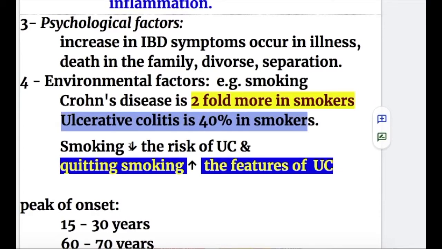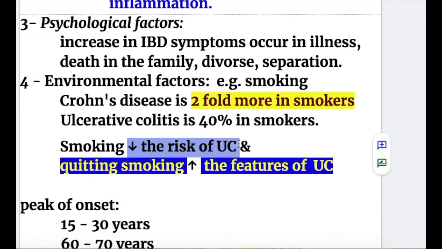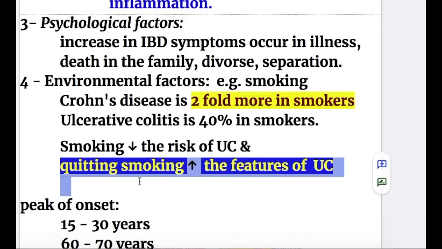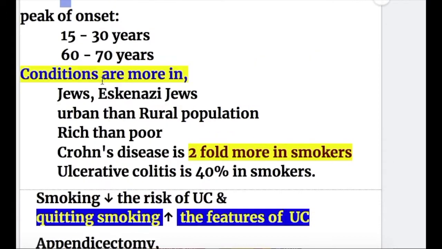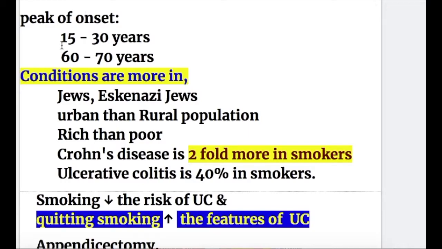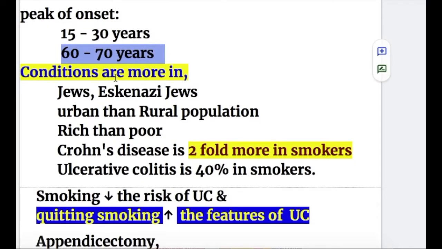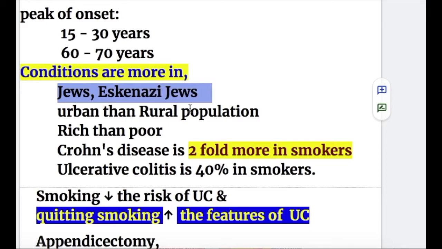So, smoking decreases the risk of ulcerative colitis and increases the risk of Crohn's disease, and quitting smoking increases the features of ulcerative colitis. There are two peak onsets of these diseases. First, between 15 to 30 years of age, and second, between 60 to 70 years of age. These conditions are more common in Jews, especially Ashkenazi Jews. They are more in urban than rural population, more in rich than poor.